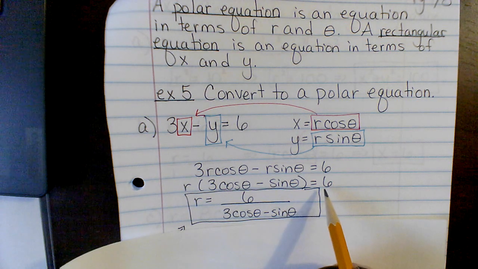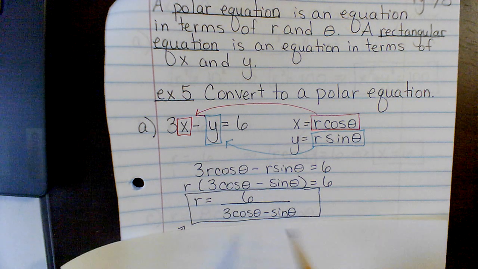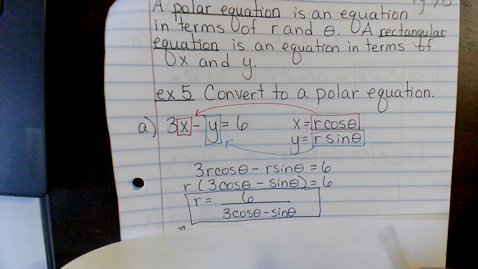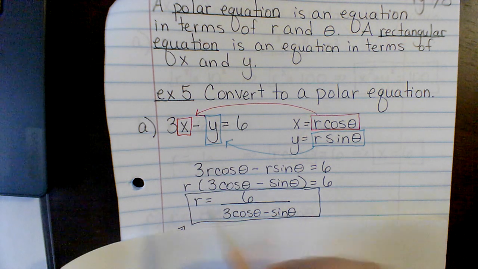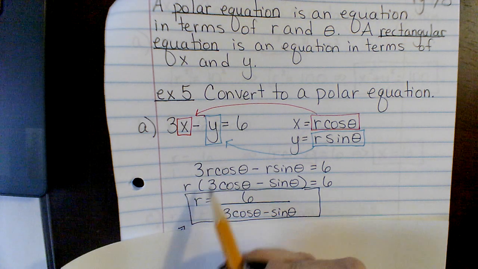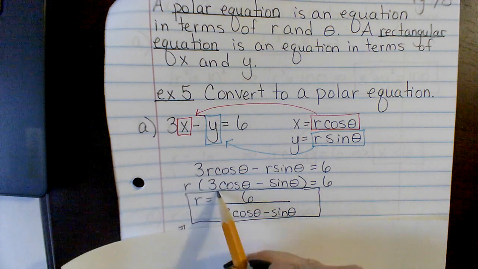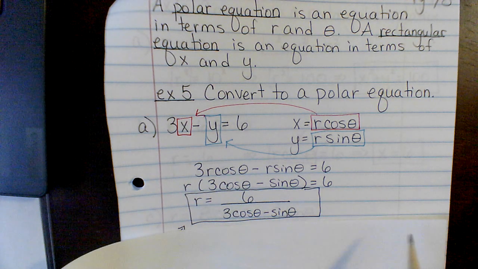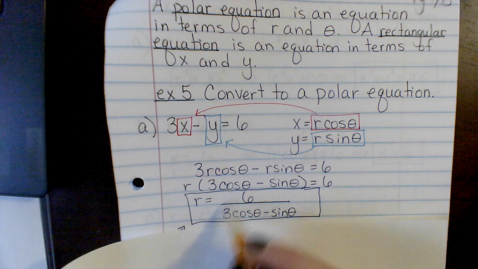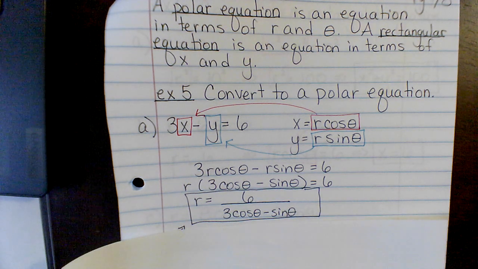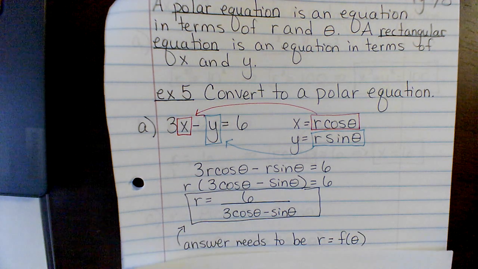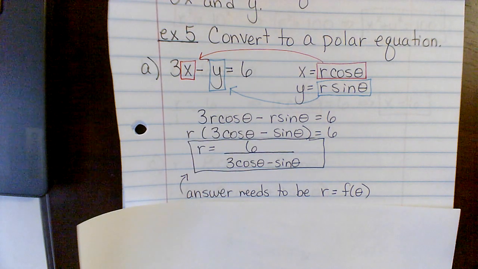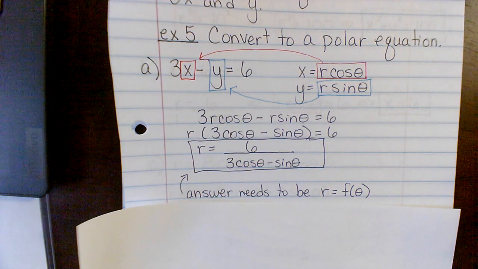Now, some of these will ask you to solve for r, kind of like how sometimes with the rectangular stuff we like solving for y. So if that's the case and you have to solve for r, we're just going to factor an r out of these two terms and then divide both sides by all this mess in the parentheses. And we get that for r. That's because I know this book and WebAssign really like for you to have it as r as a function of theta.